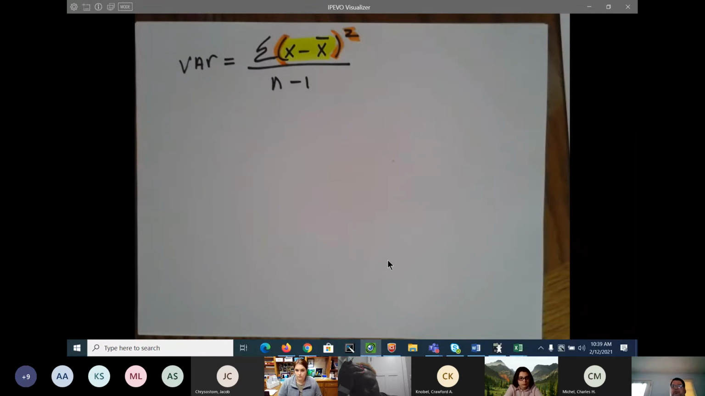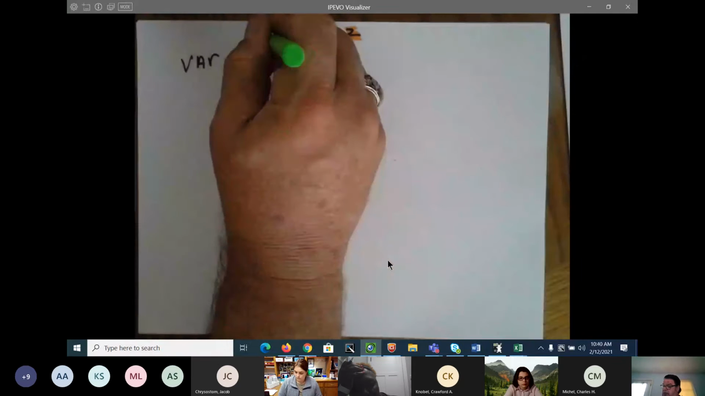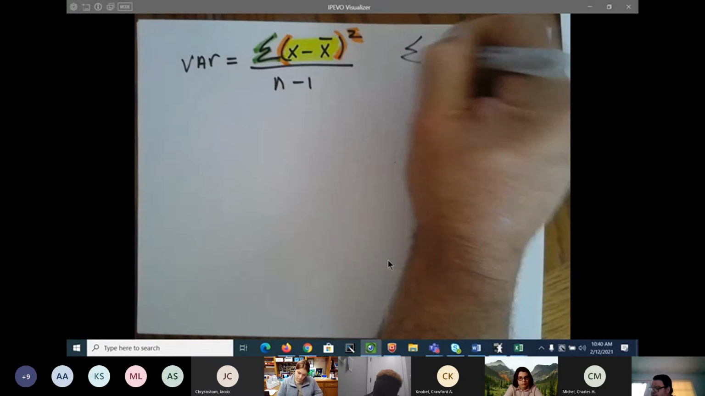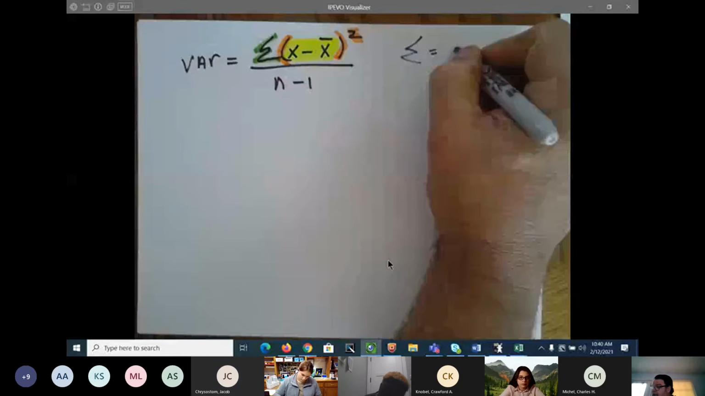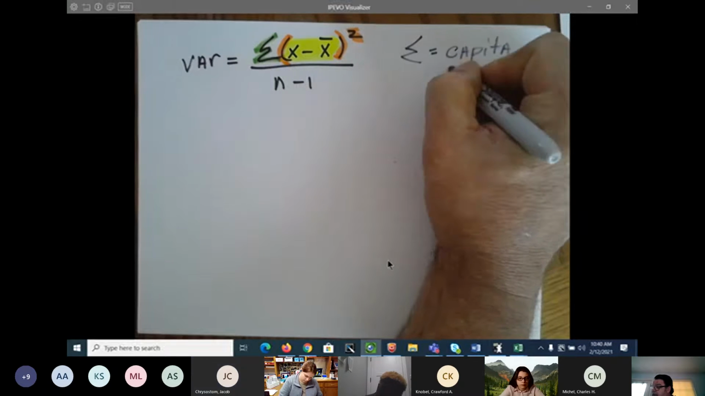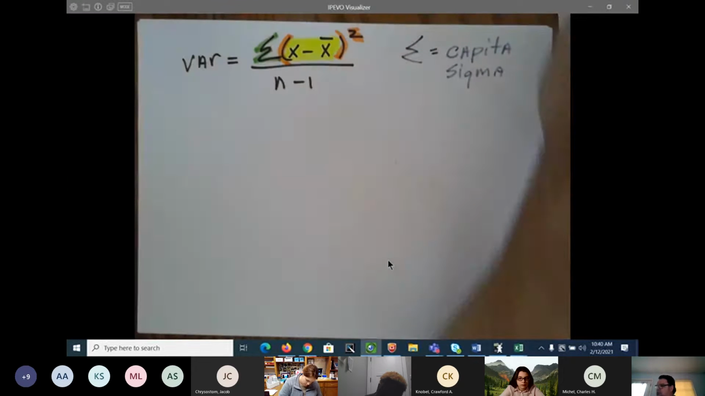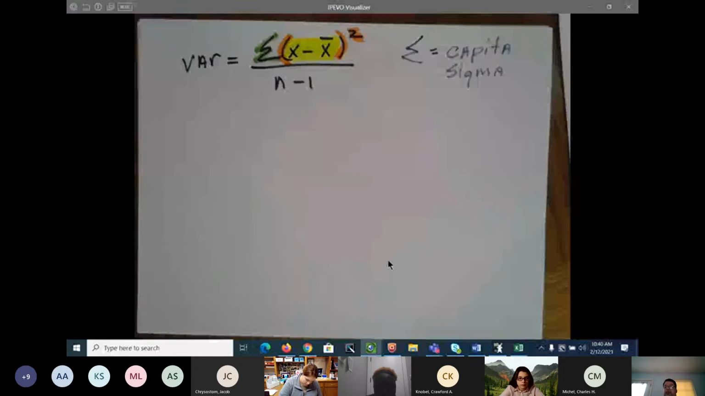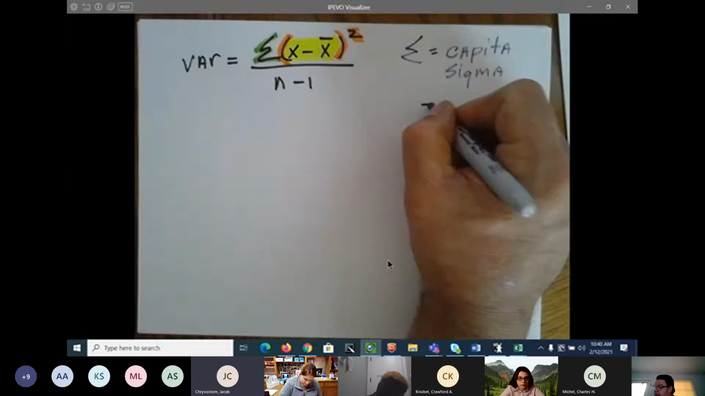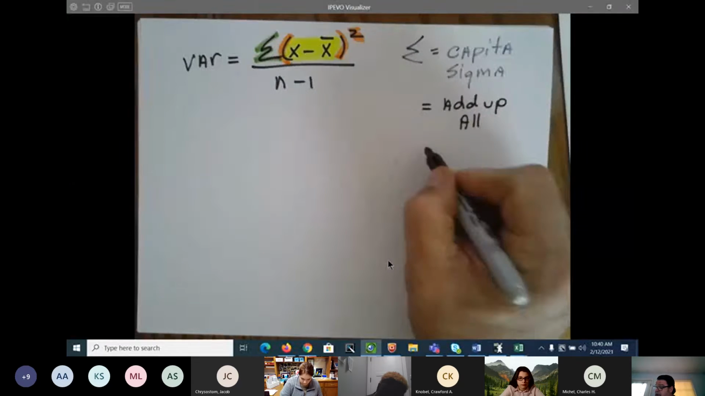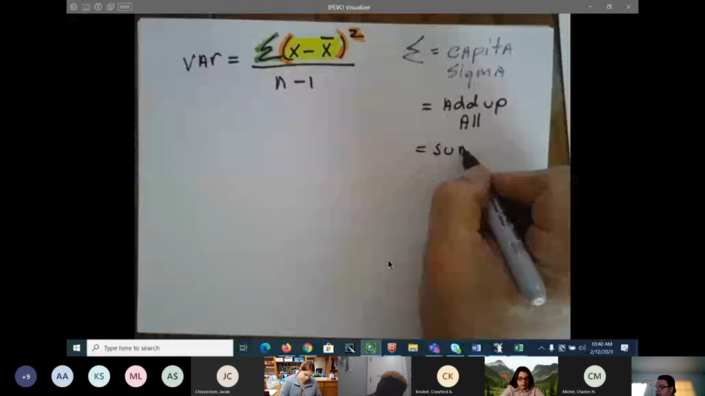What does that funky E? Together, I add them all together. This funky E, what is that called? Capital sigma. The sum. Exactly. Capital sigma. Capital sigma means add up all, which means summation.